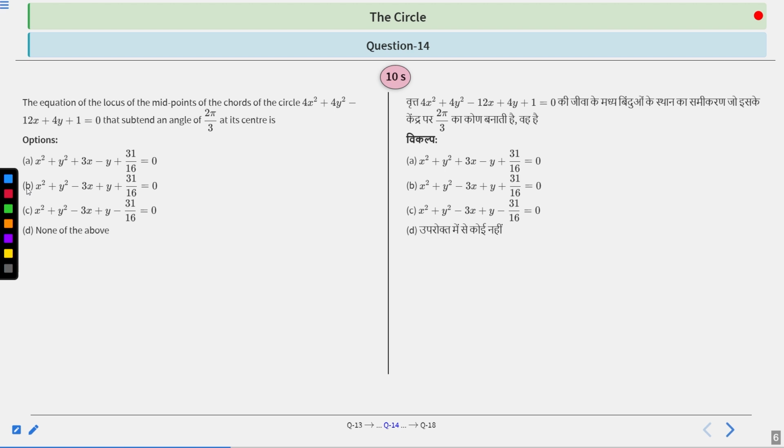So first we will try to find the center of the circle and the radius of the circle, and we basically have to find the locus of midpoints of the chords of the circle. So we will draw a chord which is subtending an angle 2 pi by 3 at the center. Clear? So after doing this, we can easily find the locus of the midpoints of the chords of the given circle, right? So in this way, you can try to approach this question. You have 10 seconds to solve or think about this question. After 10 seconds, we will discuss the solution part, right?